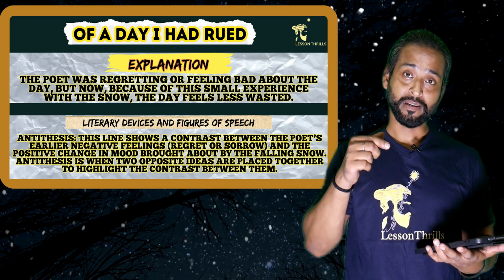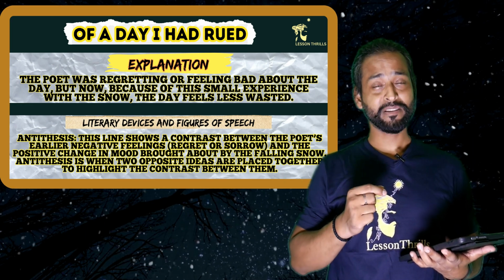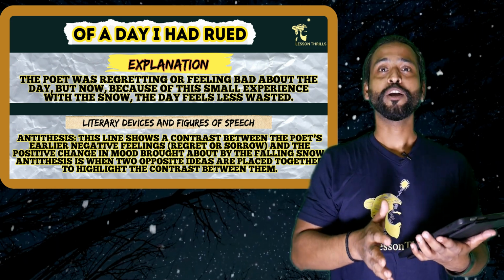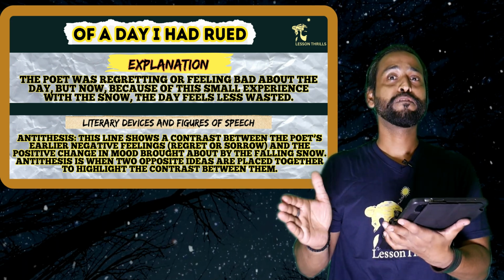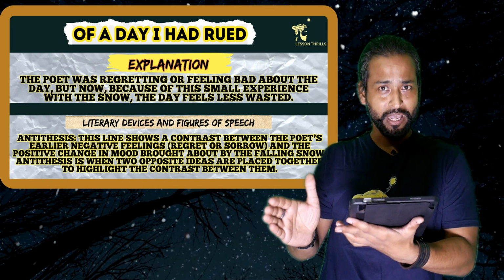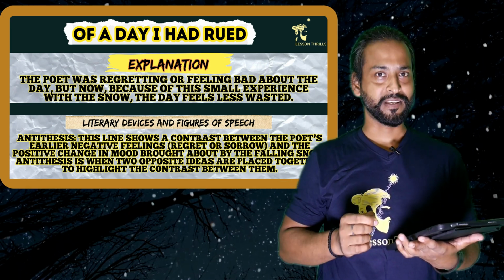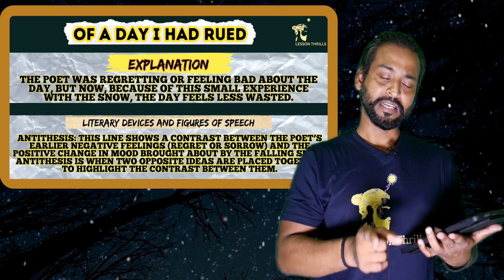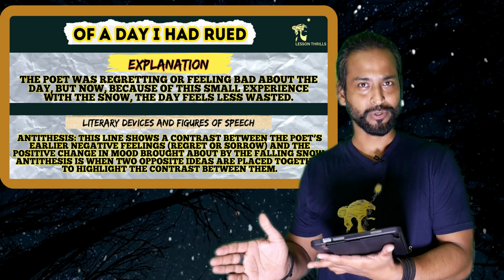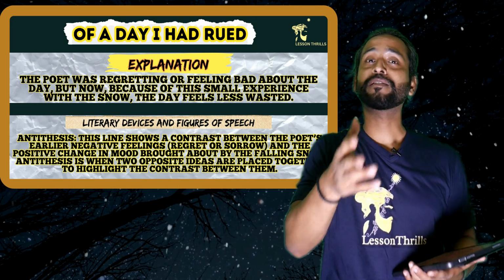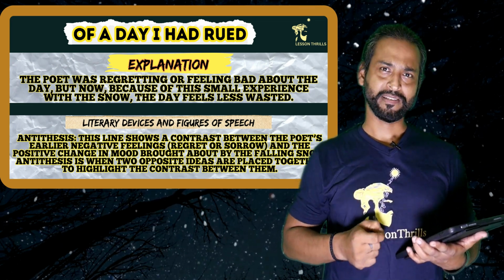So let's see what poetic device is used here. The poetic device used here is antithesis. Antithesis is when we put both the opposite feelings, sad feelings and happy feelings, together. This is called antithesis. Here the poet shows that he was happy and he was sad also. So both the opposite feelings are residing side by side. So here we can see the utilization of antithesis in the last line.